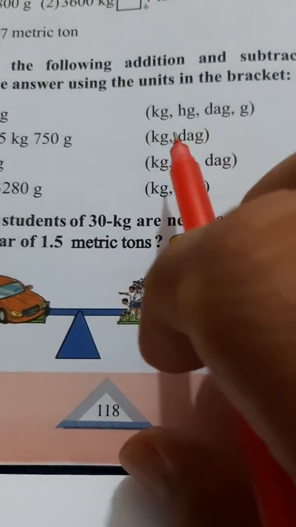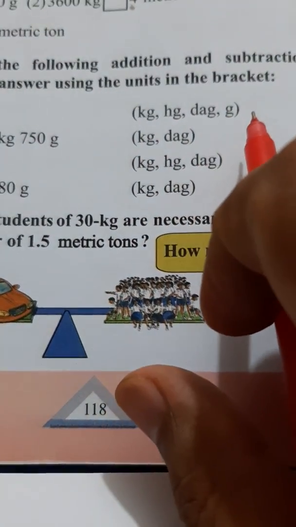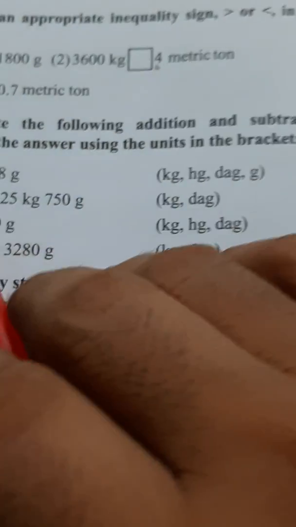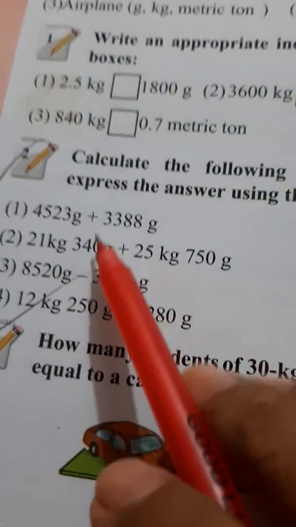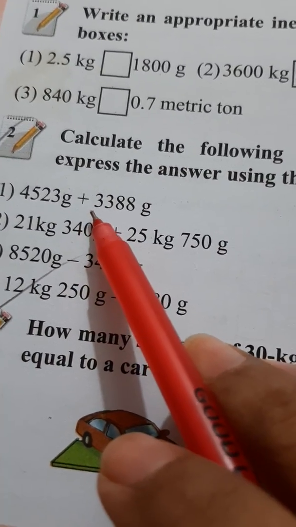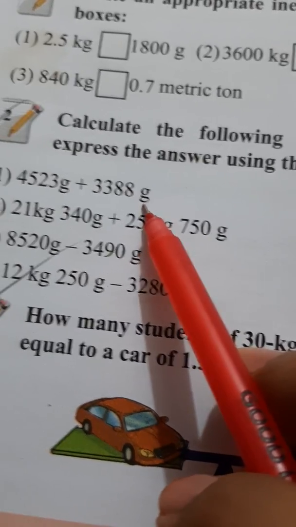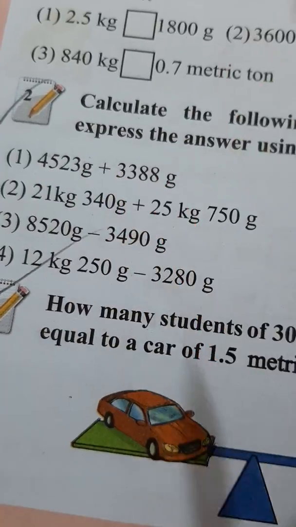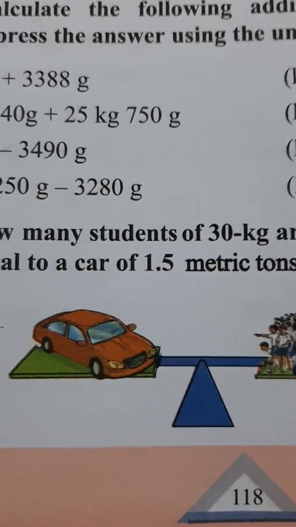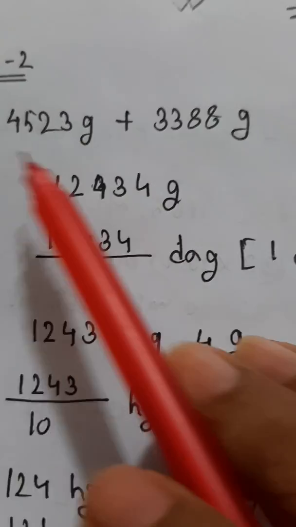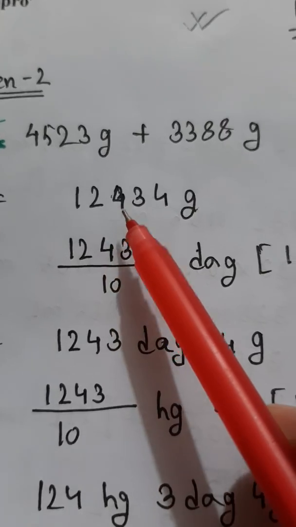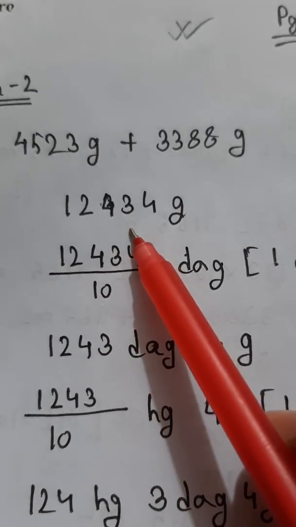Where the brackets are, we express the answer in the unit in the brackets. So at first, 4523 grams plus 3388 grams. Unit gram. At first we add these two numbers. So 4523 plus 3388, we add, 12,434 gram.